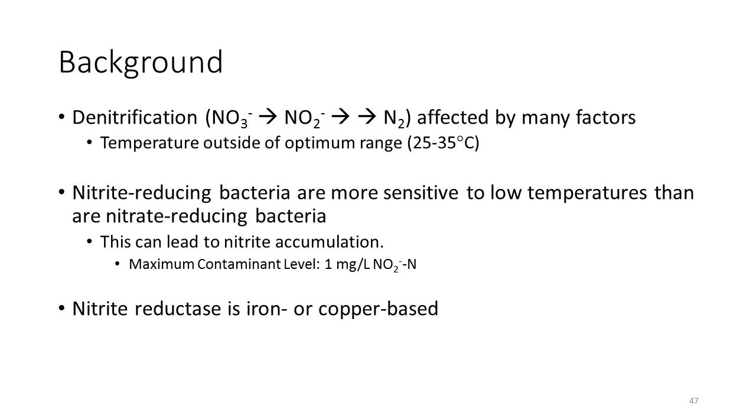So denitrification is the reduction of nitrate to nitrite to dinitrogen gas, and it can be affected by a lot of factors, including pH outside of the optimum range, nutrient limitation, dissolved oxygen, but we are specifically looking at temperature outside of the optimum range. And it's been shown that nitrite-reducing bacteria are a lot more sensitive to low temperatures than nitrate-reducing bacteria. And this is a problem since the maximum contaminant level for nitrate is an order of magnitude lower than nitrate.